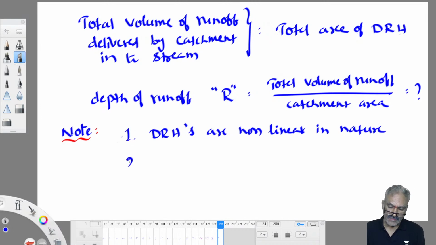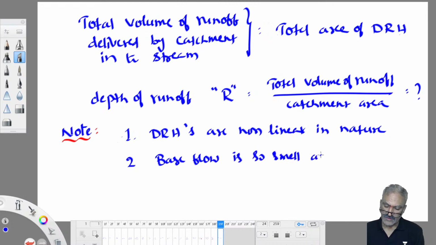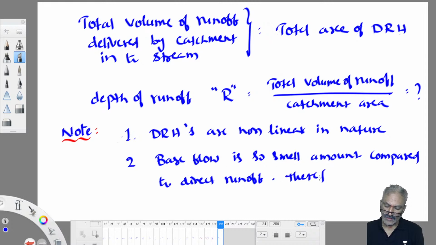And base flow is so small compared to direct runoff, therefore most of the times it is neglected. Base flow runoff is neglected. Base flow is such a small amount compared to the direct runoff component. Therefore it is neglected. That is note 2. Most of the times we neglect base flow.